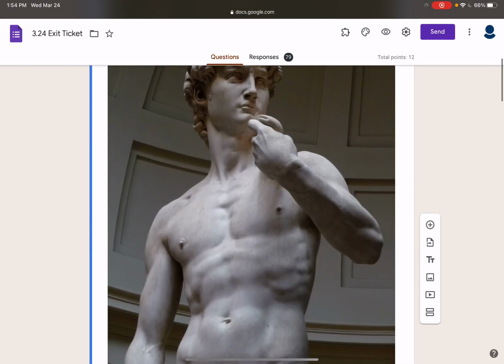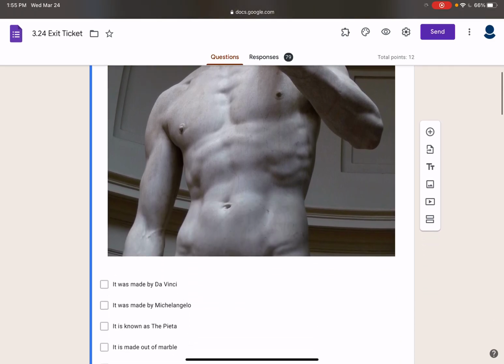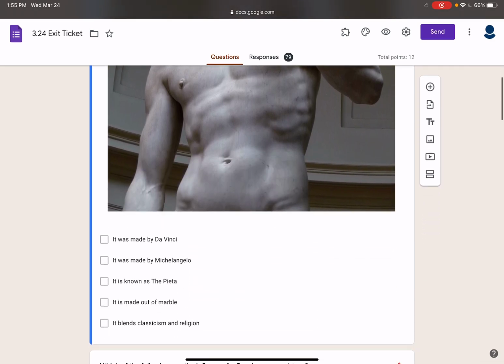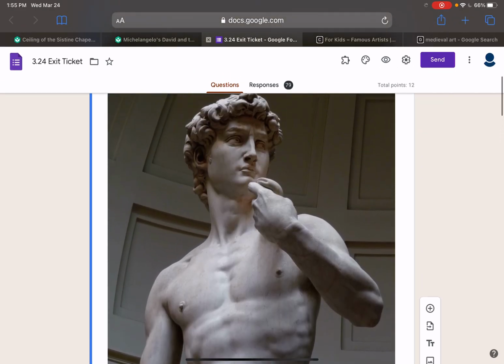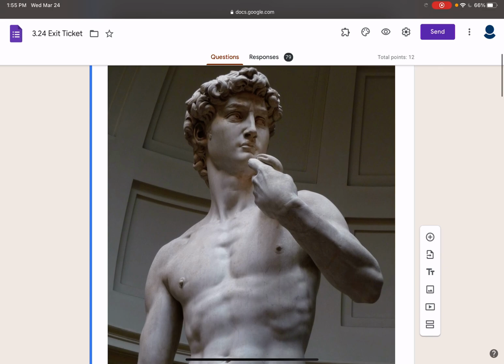Let's get started. So this one is Michelangelo's David. It was made by Michelangelo. It is made out of marble, and it does blend classical ideas with religion, because Michelangelo studied the classical sculptures. His sculptures look like they were made in ancient Greece or ancient Rome, but this is still a religious piece. The David appears in the Old Testament.